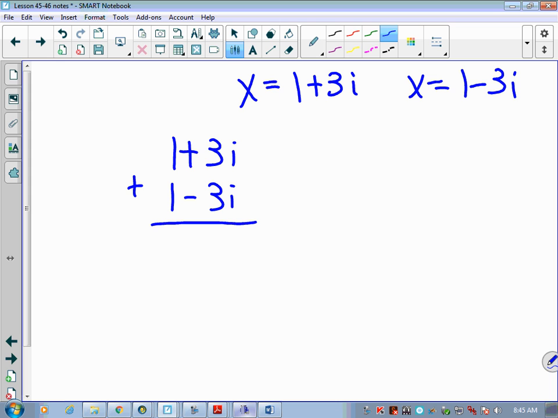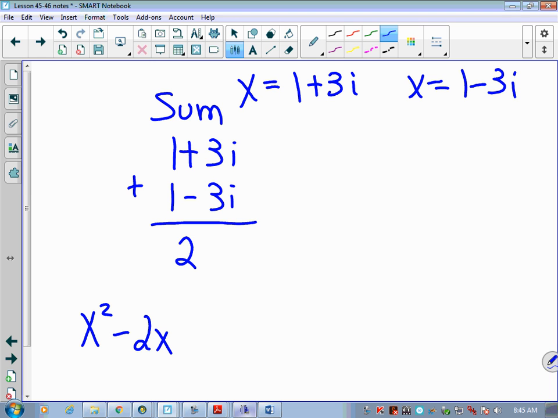So the first thing we do is the sum. We add those two things together. Well, what happens to 3i and negative 3i? They cancel out. 1 plus 1 is 2. Now, what I want you to understand about the sum is that when I go to put it in the quadratic, it's always going to be the opposite sign of what I get from my sum. So far what I know is I'm going to get x squared minus 2x.